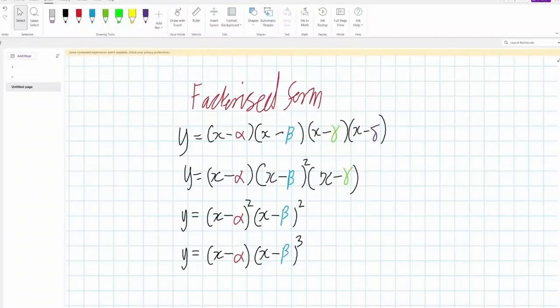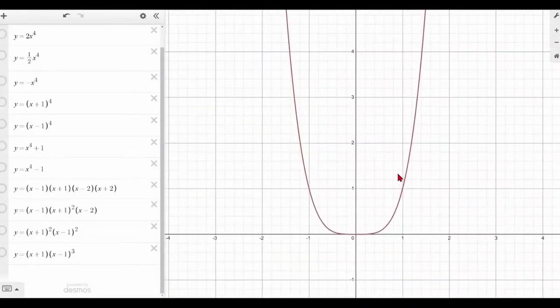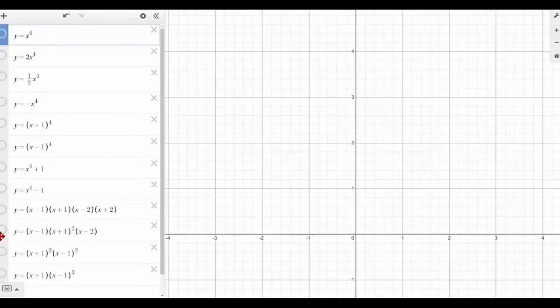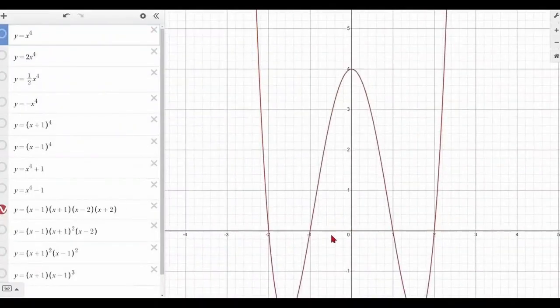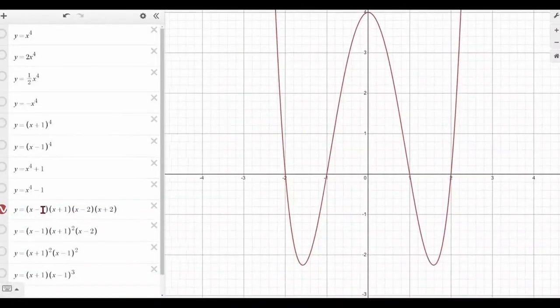And so with that, we can now have a look at what they look like on Desmos here. So now that we're on Desmos, let's have a look at what these look like. So first of all, this red graph here is our normal y equals x to the power of 4. So we're going to say goodbye to him and say hello to if we had 4 different individual factors. Now I've just used x minus 1, x plus 1, x minus 2, and x plus 2 here. And as we can see, our intercepts line up with those values. So -2, -1, 1, and 2 here.